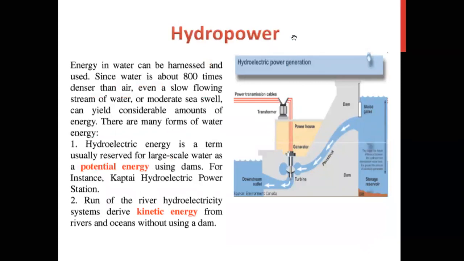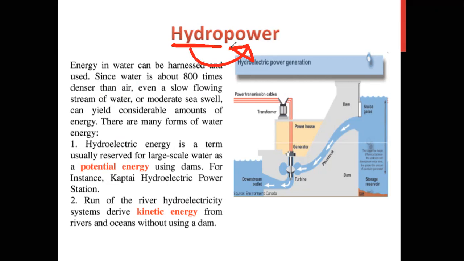Hydropower. I already told you that hydro is related to water. Hydro means water. The electrical energy we generate from water is known as hydropower. So the electricity we generate from water is known as hydropower.